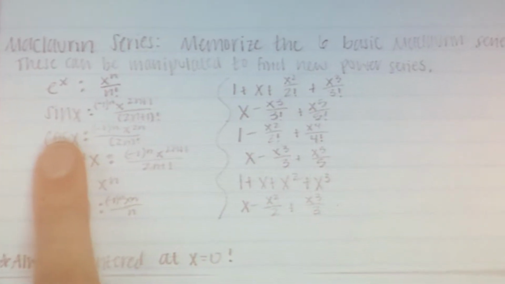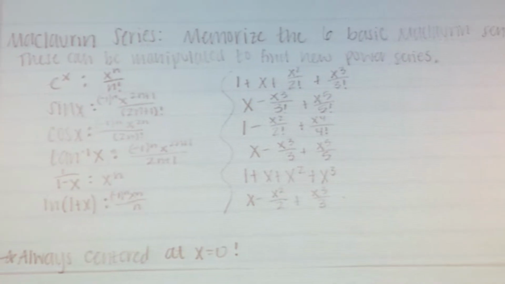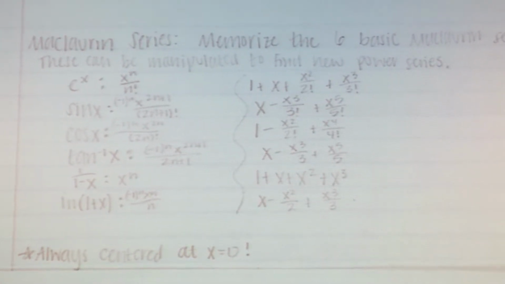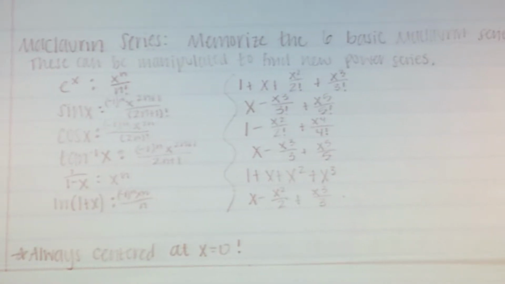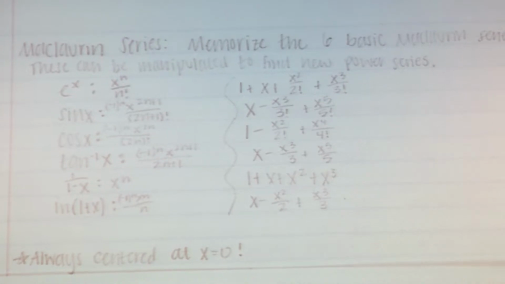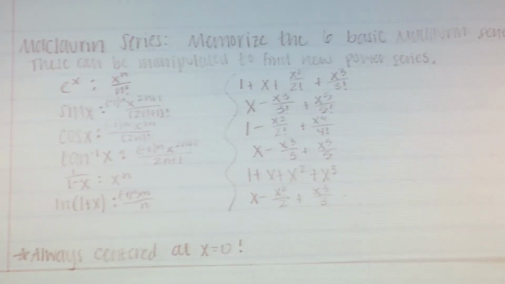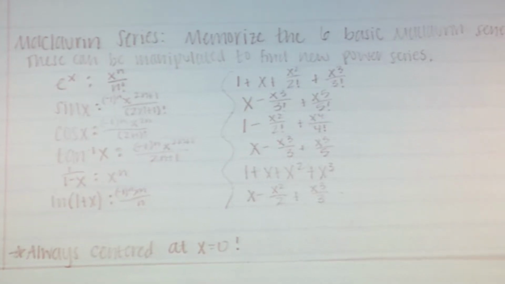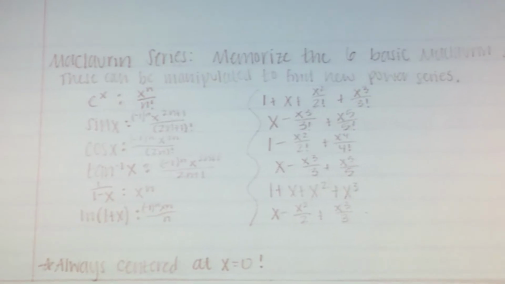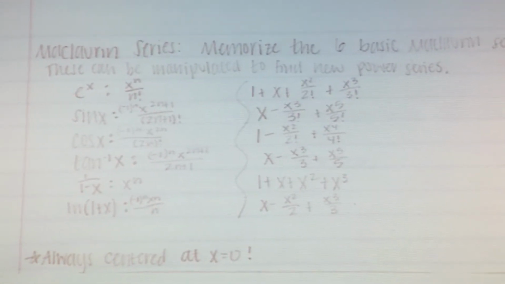Sin x is negative 1 to the n, x to the 2n plus 1 over 2n plus 1 factorial. Cosine x is negative 1 to the n, x to the 2n over 2n factorial. And inverse tangent is negative 1 to the n, x to the 2n plus 1 over 2n plus 1. 1 over 1 minus x is x to the n, and the natural log of 1 plus x is negative 1 to the n, x to the n over n. So if you memorize these basic forms, you can do the Maclaurin series problems very easily.